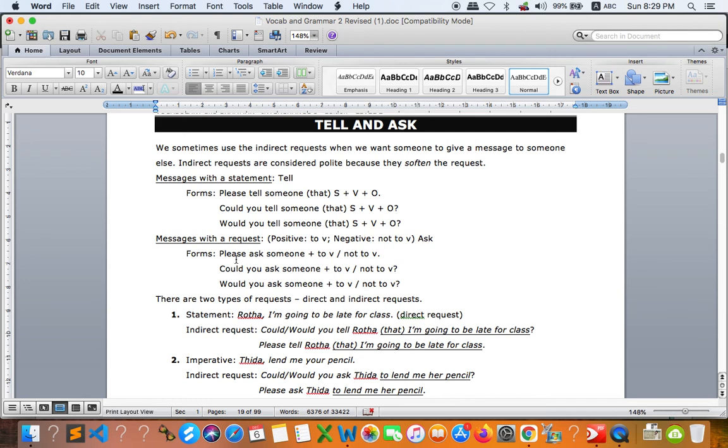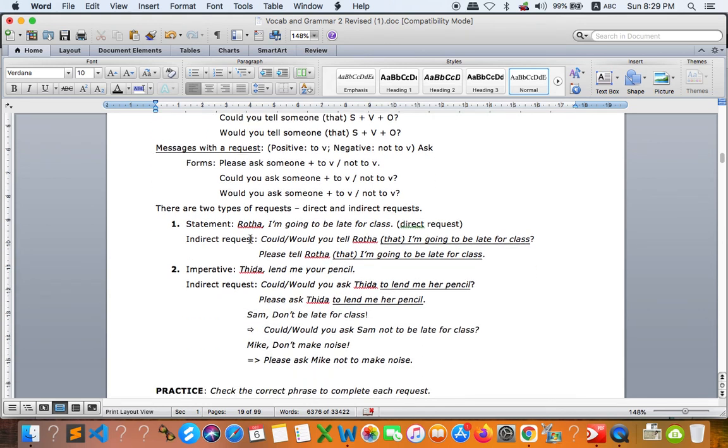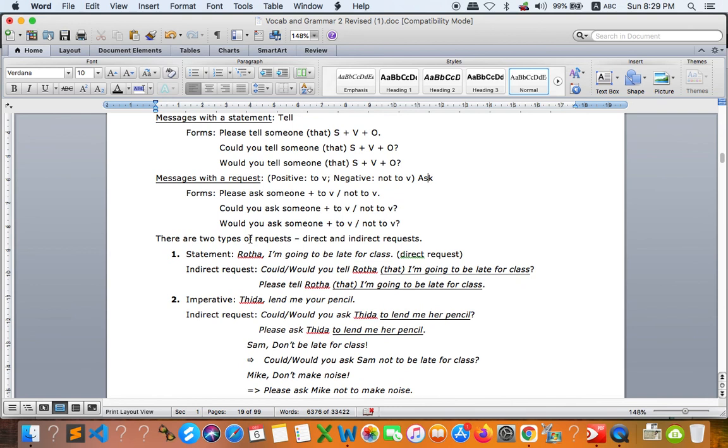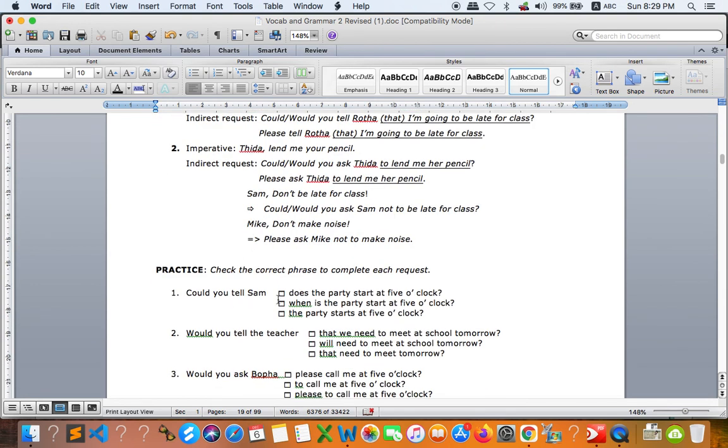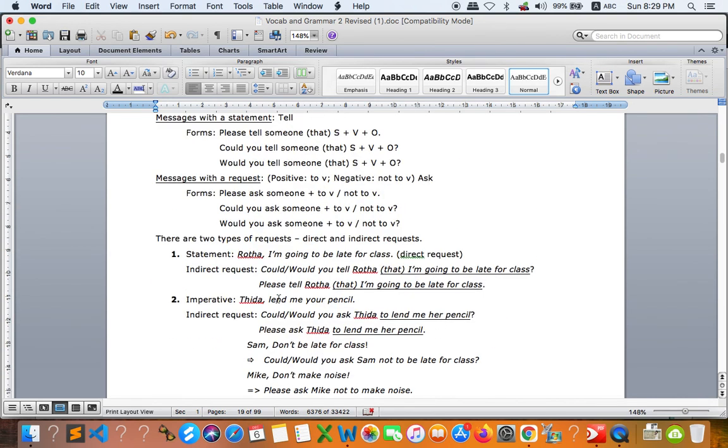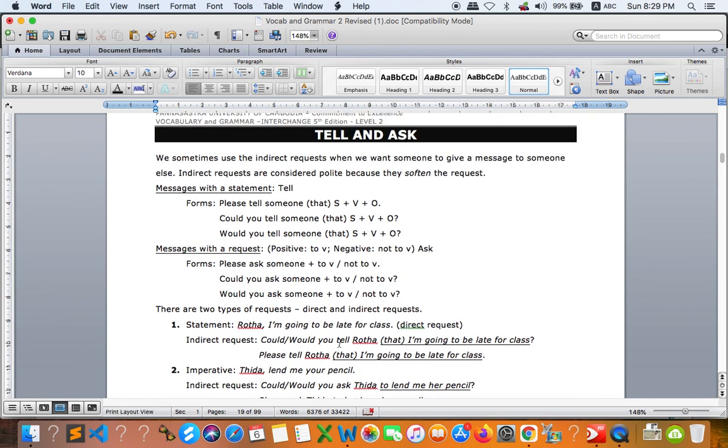All right, so we have the form right here. Please ask someone. Could you ask someone? Would you ask someone? Okay, "to verb" or "not to verb" depends on the request form. If it is positive, we use "to verb." If it is negative, we use "not to verb." Okay, hopefully you understand this, and don't worry, I will leave this exercise for you to practice at home. If you have any questions, everyone, you can ask me in our Telegram group chat, and I will answer your questions.